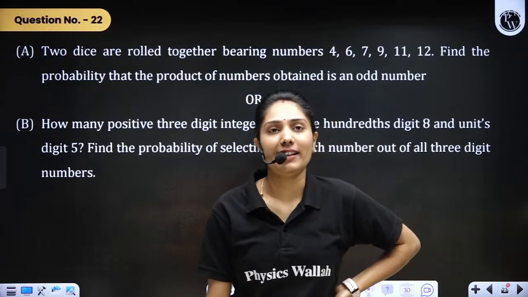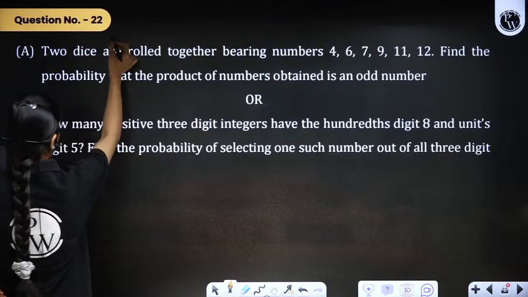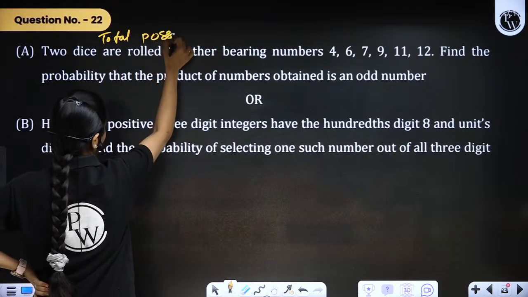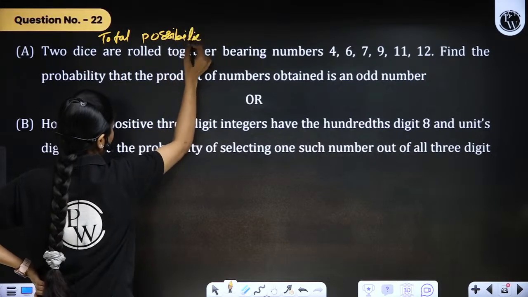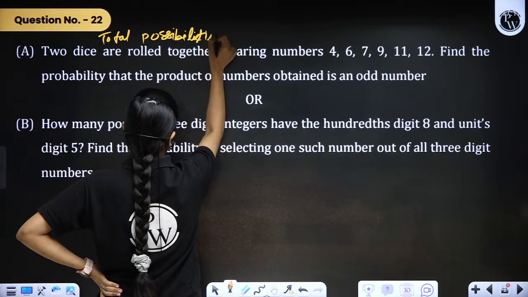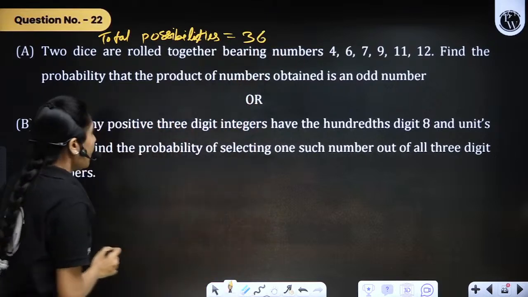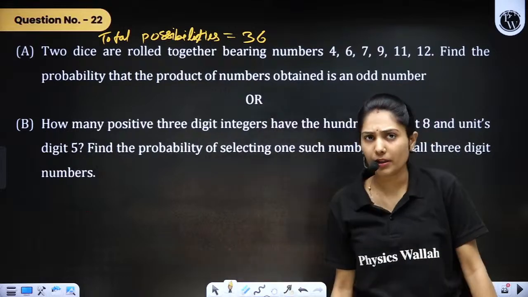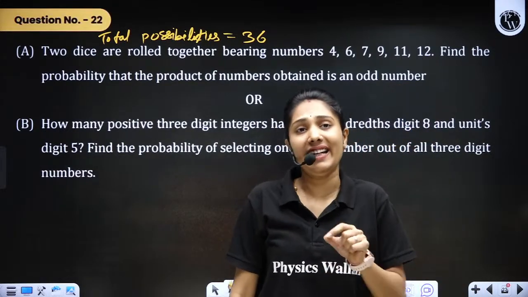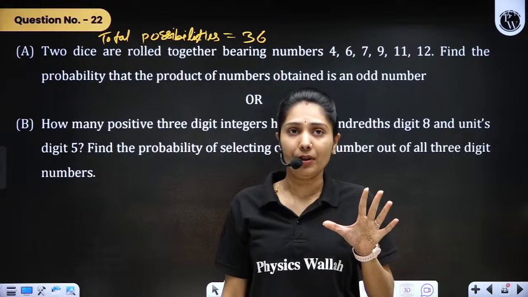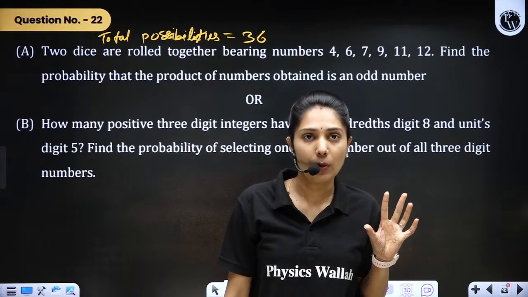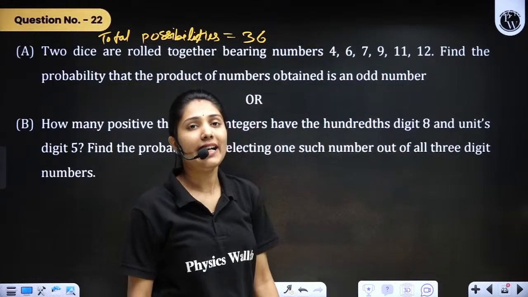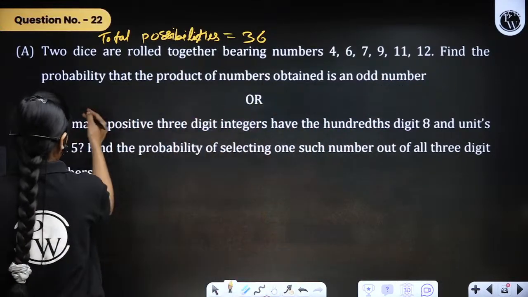36. Very good, Pratik. Absolutely correct. So total number of possibilities is 36. Now what the event says is that the product of numbers obtained is an odd number. So we know if we multiply any number with an even number, the answer is always even. Okay. So we can't choose 4, 6 and 12 here. The entries that we will get will be starting from 7.